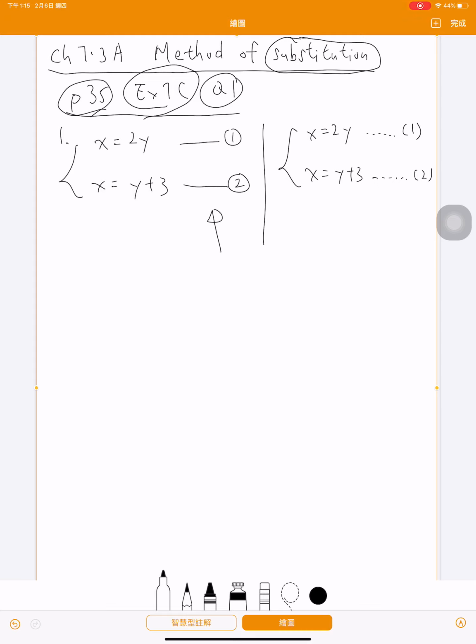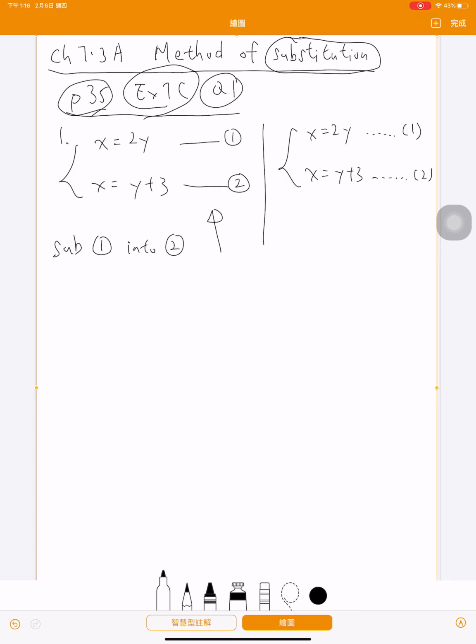And then, second step, we want to put the 2y here, right? We want to make this x become 2y. So in fact, we are substituting this equation into this equation, right? So what we can write down is sub. Someone may write subst, but I think sub is okay. And then we want to substitute equation 1 into equation 2.